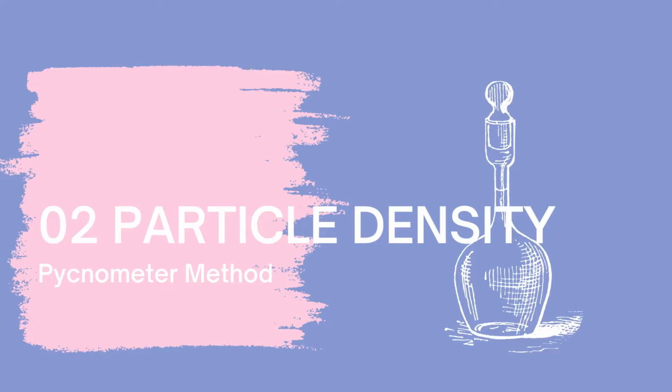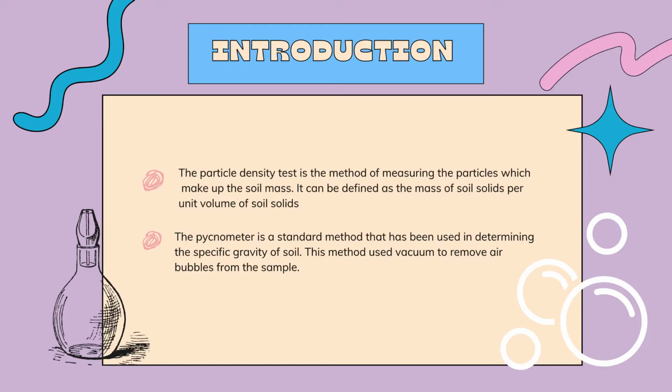The second experiment that I'm going to explain is the particle density. This particle density test is the method of measuring the particles which make up the soil mass. It can be defined as the mass of soil solid per unit volume of soil solids. The pycnometer is a standard method that has been used in determining the specific gravity of a soil. This method uses vacuum to remove air bubbles from the sample.